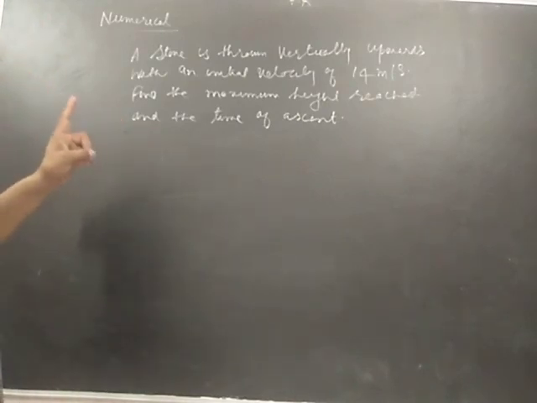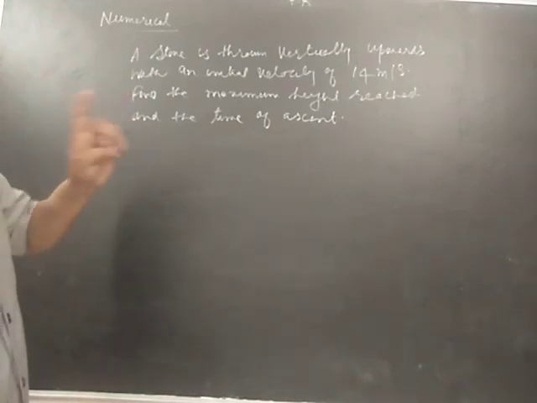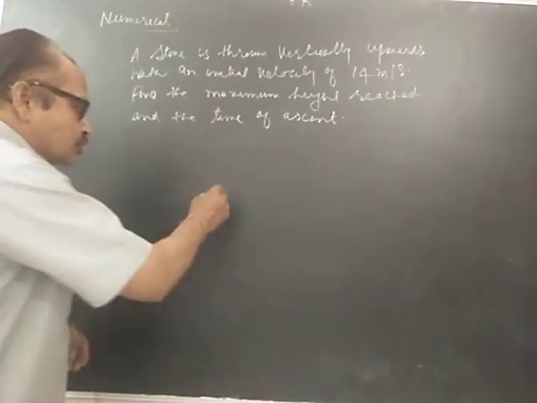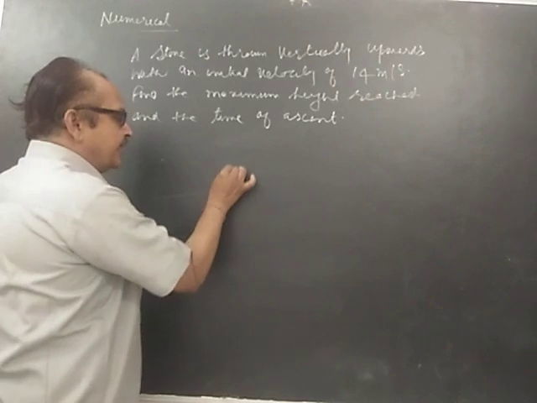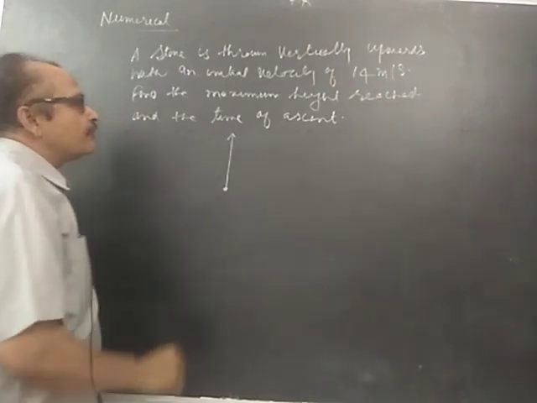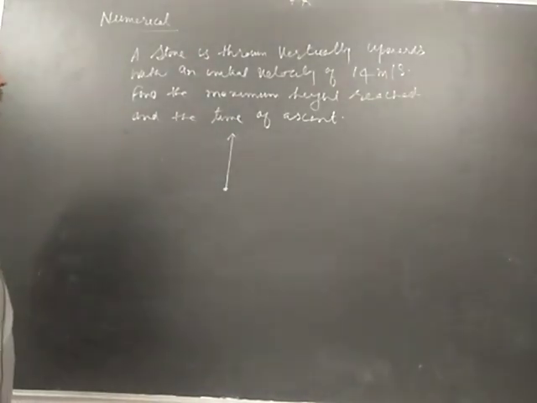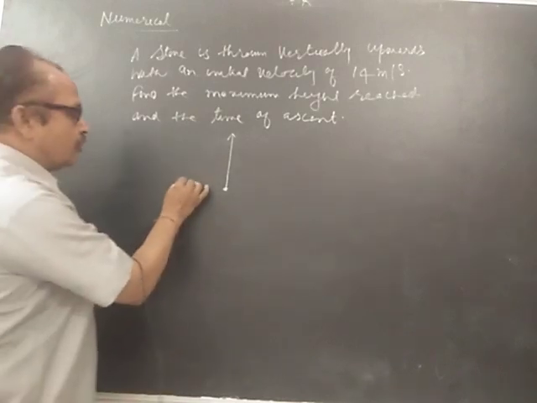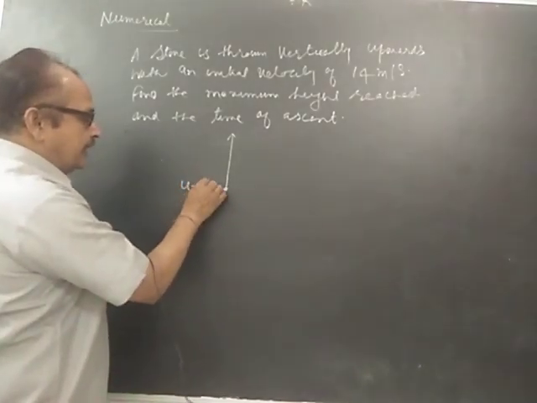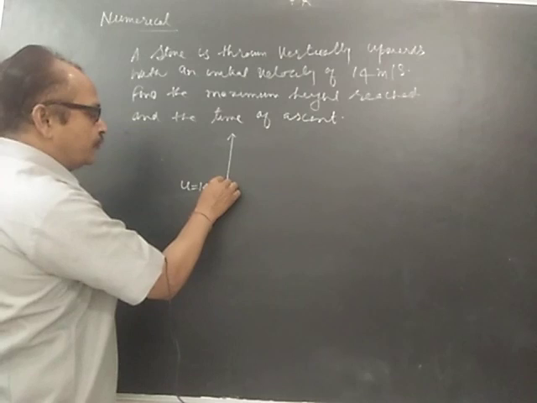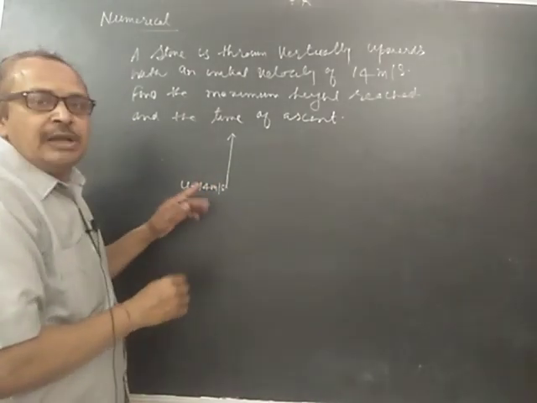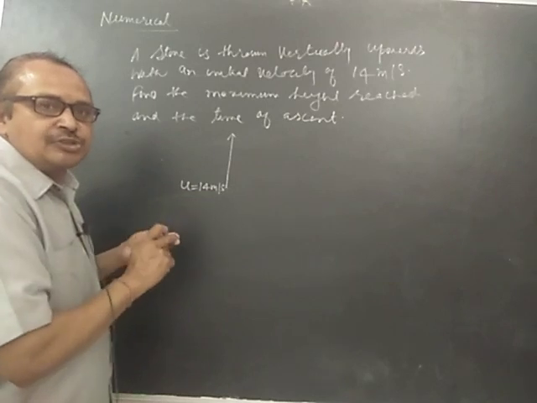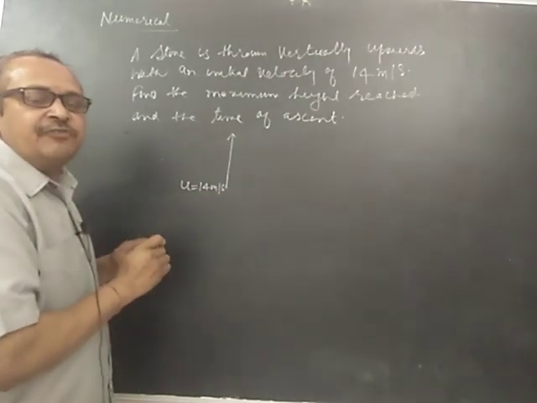A stone is thrown vertically upward with an initial velocity of 14 meters per second. I have immediately written u. That is what I am telling: read the question and start writing the information available.